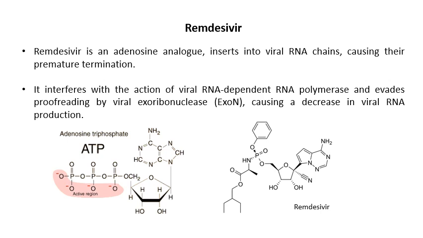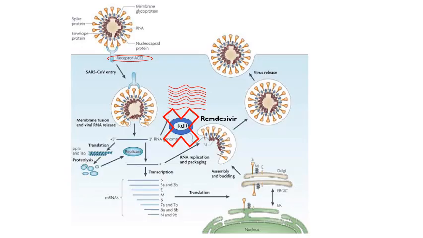So here there is a similar structure of ATP and remdesivir, so as a result it shows activity. Here remdesivir specifically binds RdRp, RNA-dependent RNA polymerase, so multiple copies of the RNA are not going to be synthesized and RNA synthesis is going to be inhibited.